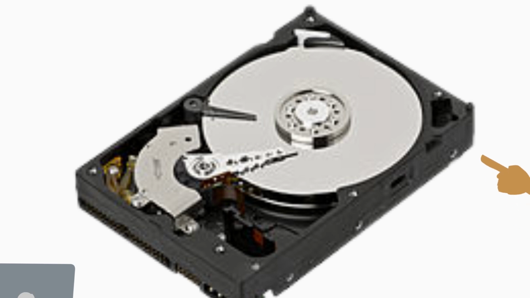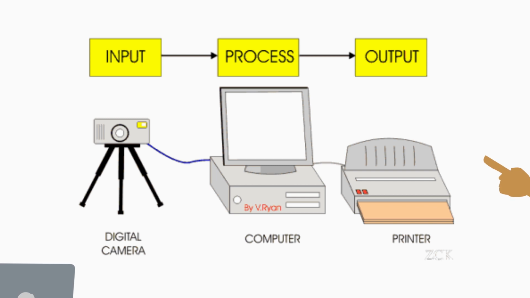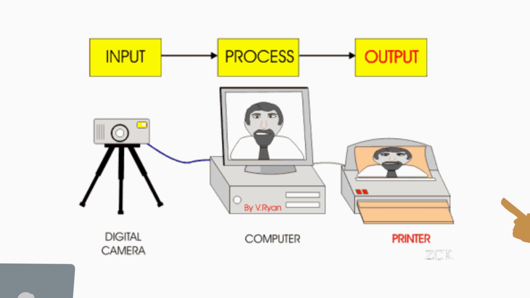Then we have the storage, which is like the computer's long-term memory. This is where all your files and programs are stored. And finally, we have the input and output devices. These are things like the keyboard, mouse, and monitor that allow you to interact with the computer.